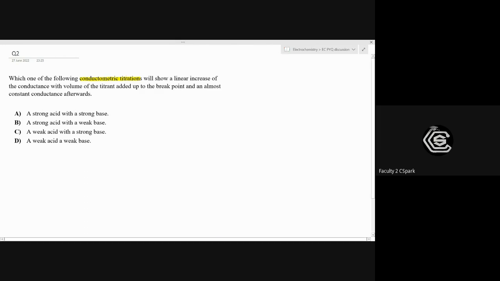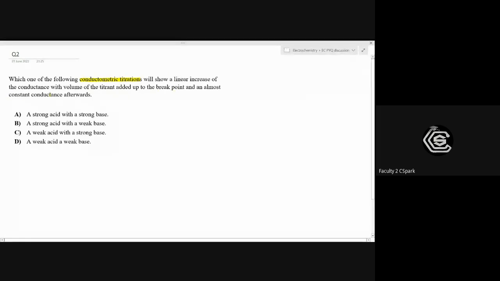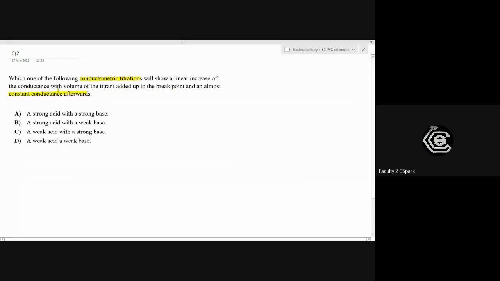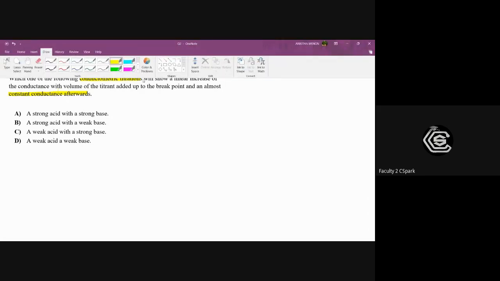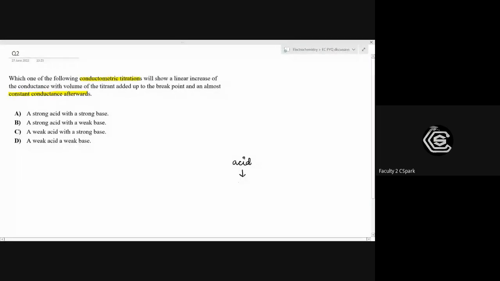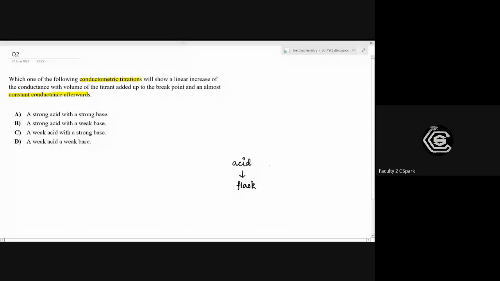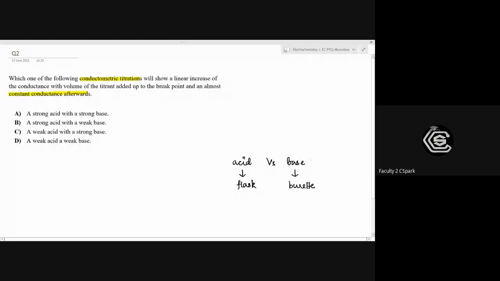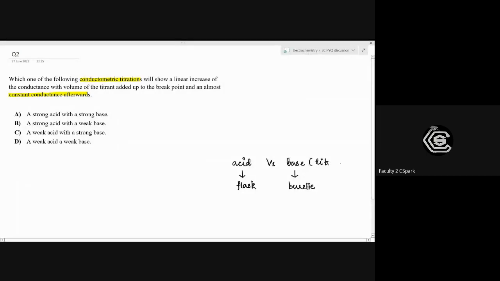That is one point. Now, the next point is volume of the titrant added up to the breakpoint and an almost constant conductance afterwards. So that is the first hint which is given in the question. In the end point titration usually what we do is you take the acid in the conical flask, and the burette is filled with the base, and that is what is known as the titrant.